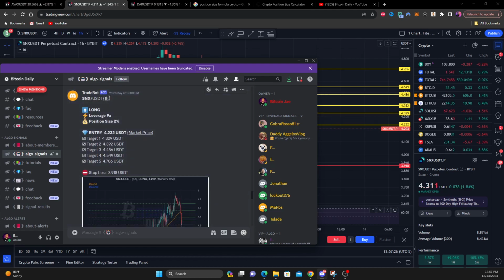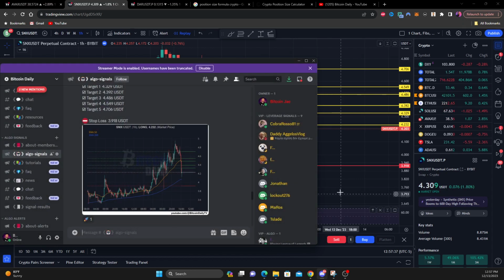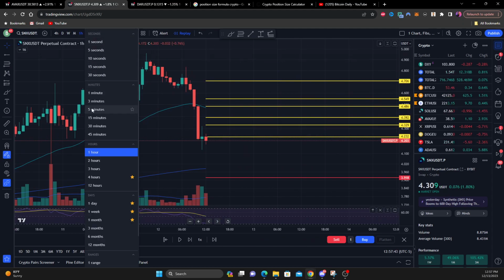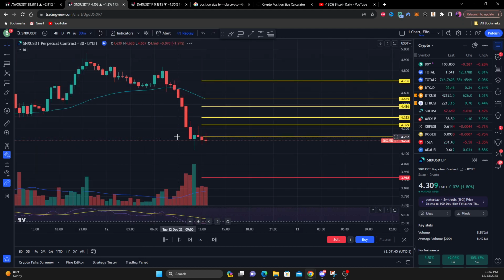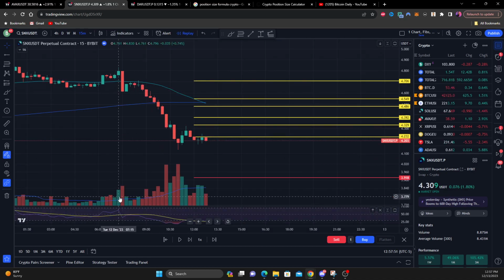So this was also on the hourly, right? We can see the leverage, position size, etc. This is the setup here. You can see it on the chart, and I've set up the same exact trade here. So again, let's look at this on the 30-minute, just so that we see in real time what was happening. I'm gonna even go down to 15-minute. So let's slowly play through this.